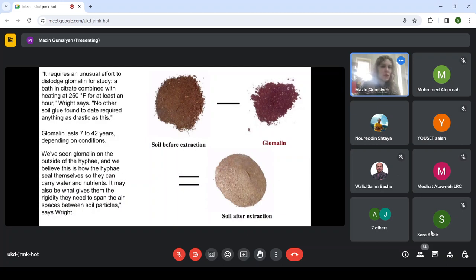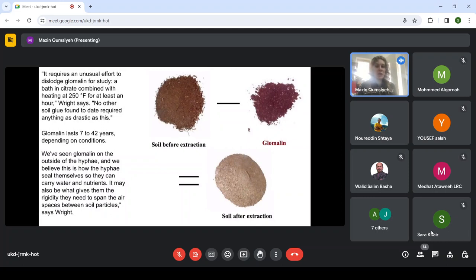So scientists took a soil sample, and you can see it has this sort of brownish color. And they had to do this extremely strenuous process to isolate the glomalin from the soil. What did they do? They heated it at 250 degrees for an hour and then dissolved it in some acid, right? And so you can see that a majority of the dark soil color actually comes from the glomalin, right?